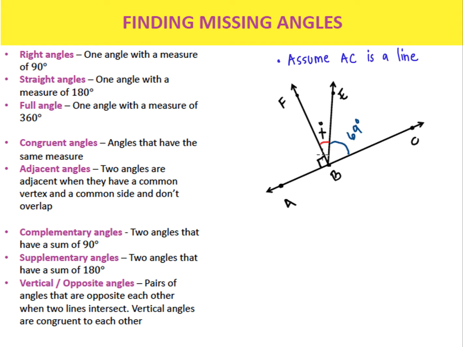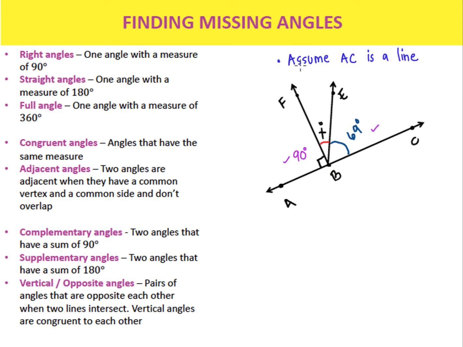This box here means that ABF is a right angle. Therefore, the measure of ABF is 90 degrees. Then we are given that EBC is 69 degrees. So far we have ABF is 90 degrees and EBC is 69 degrees.